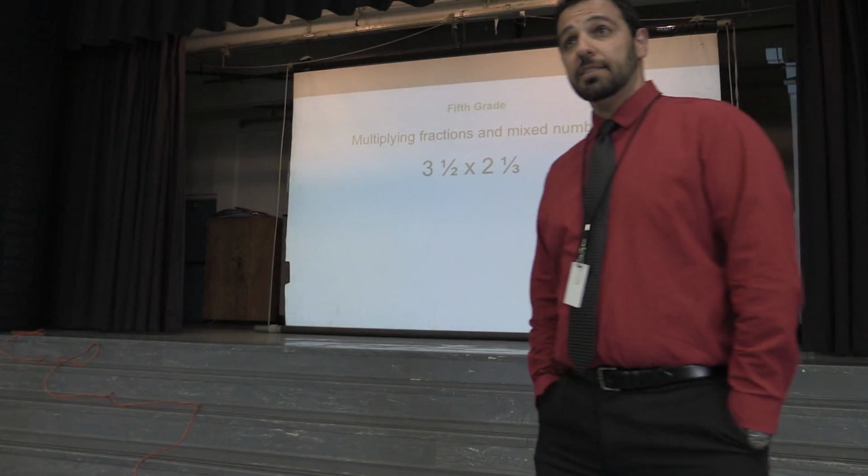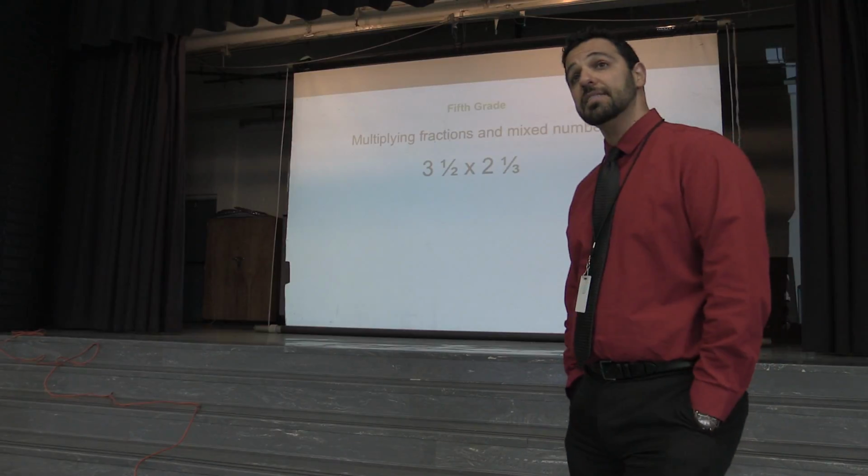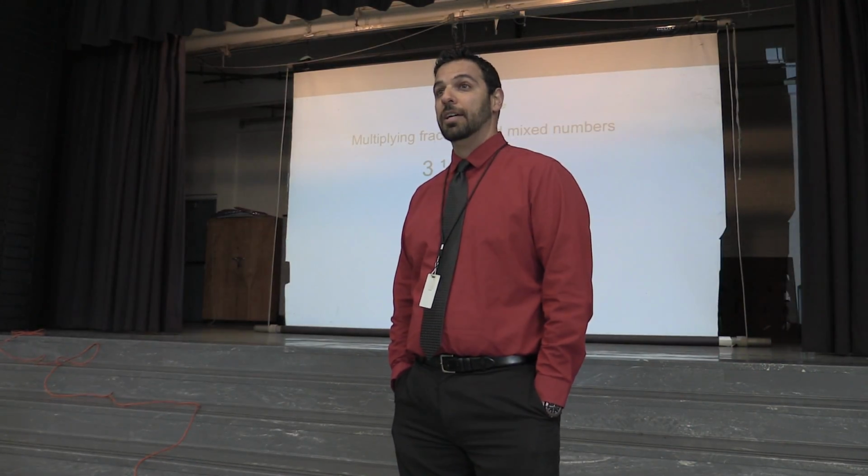3 times 2 is 6. 1/2 times 1/3 is 1/6. The answer is 6 1/6. And when I tell them they're wrong, they go, then I don't know.